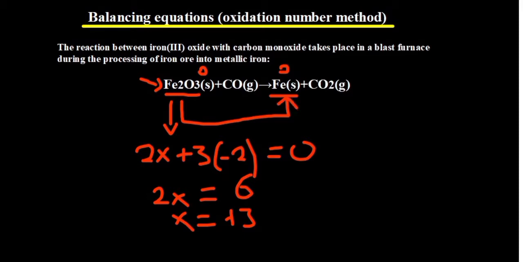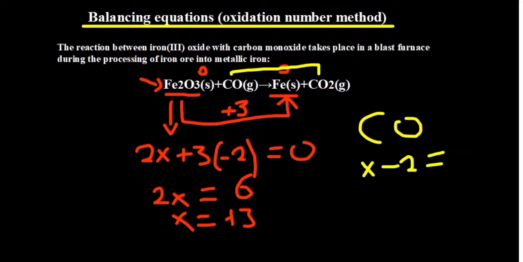So it's +3. That's the change in the oxidation number. Let's talk about the other side, the carbon now. Start with carbon monoxide. The oxidation number of carbon, let that be x again. For oxygen, we know it's -2. The overall charge of carbon monoxide is 0. So this tells us that the oxidation number of carbon in carbon monoxide is going to be +2.